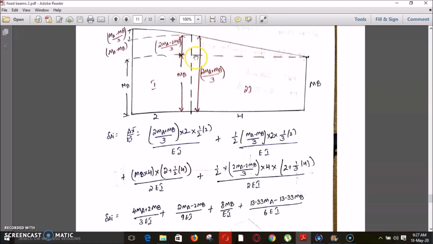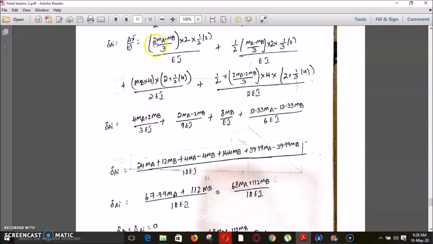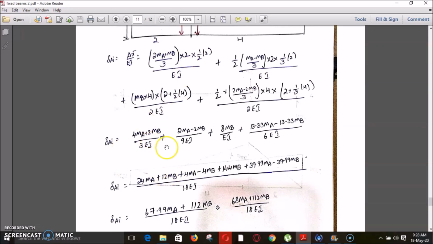Coming to this triangular part, the area is half, base is 4 and height is (2 MA minus 2 MB)/3. This is my area, and the X bar value from here will be 2 plus 1/3 of this span, that is 2 plus 1/3 of 4, divided by 2EI. Here the flexural rigidity is 2I. Now by solving all these values, I got this value as (4 MB plus 2 MB)/3 EI, this value as (2 MA minus 2 MB)/9 EI, this one as 8 MB by EI, and this value as (13.33 MA minus 13.33 MB)/6 EI.